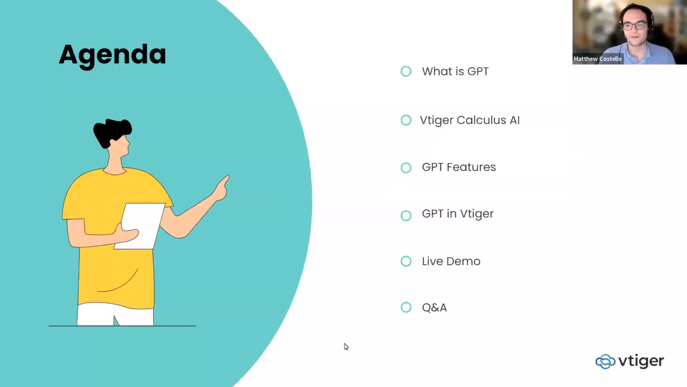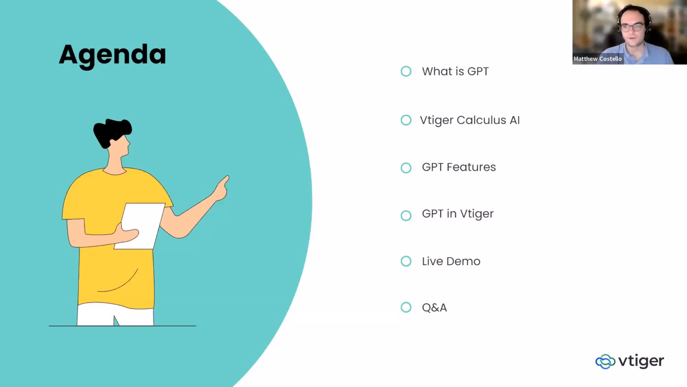I will be covering initially what is GPT, going over the concepts of GPT itself and large language models. I'll then be going over Vtiger Calculus AI, because this is an integration with our AI add-on that has been available for quite a few months now already. So we've already been working with AI. This is just going to be another part of it.